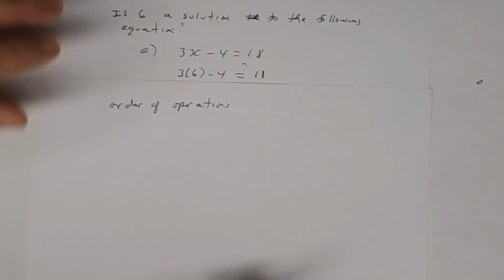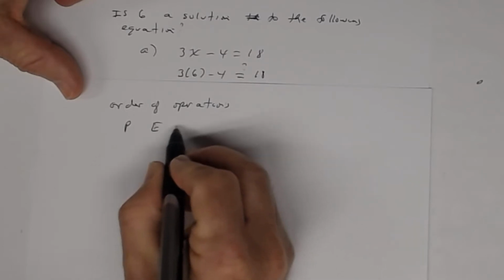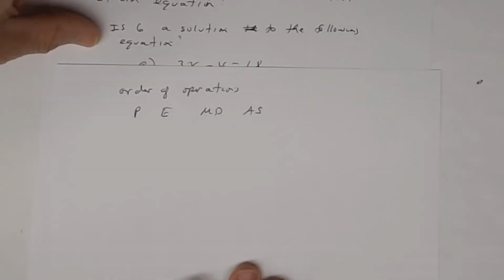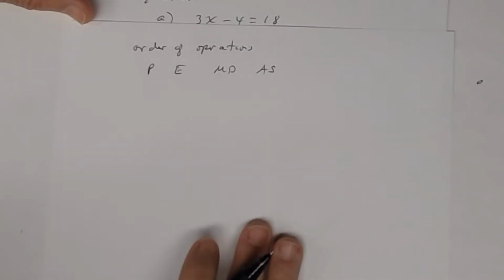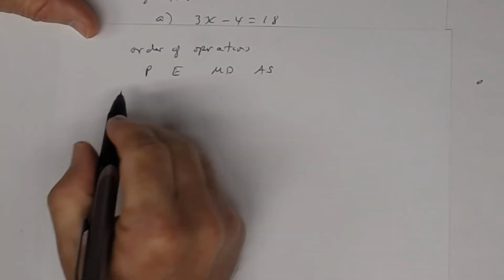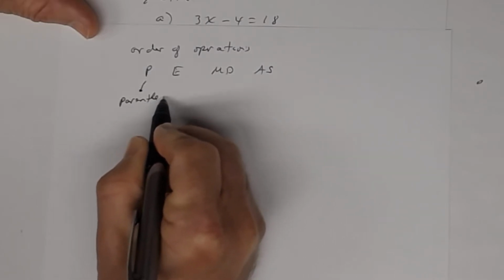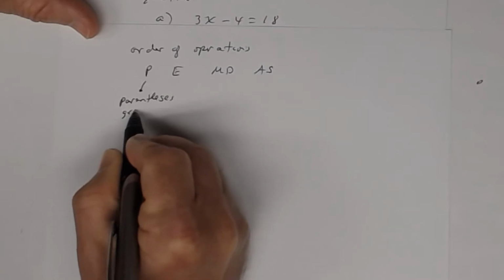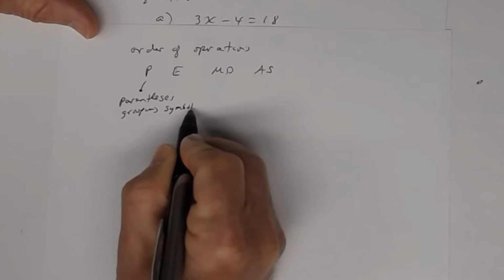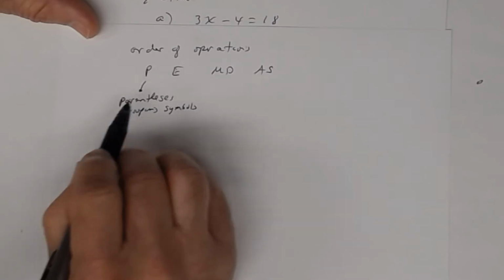So, order of operations. You remember the acronym you learned was Please Excuse My Dear Aunt Sally. Some math professionals don't like using acronyms, but sometimes it does help students. The P stands for parentheses, although it could mean any grouping symbol. You could have brackets as well, and so forth. If you see any parentheses or grouping symbols, you're going to do that first.